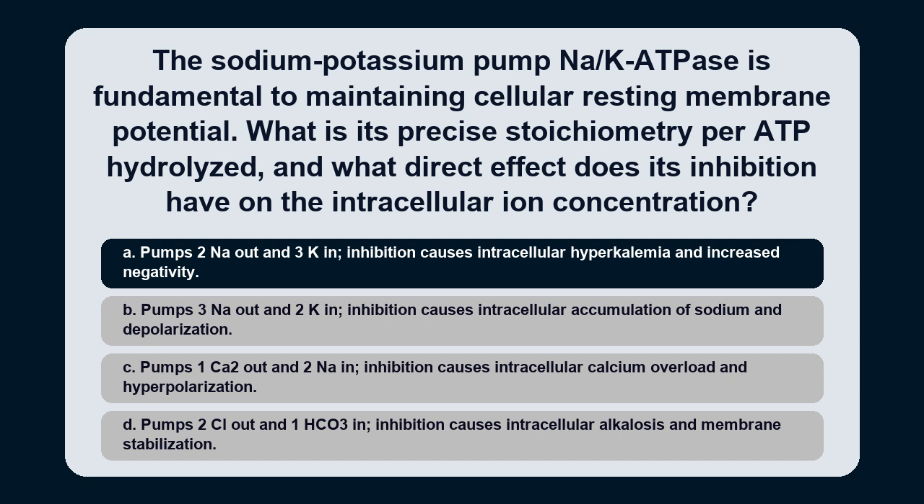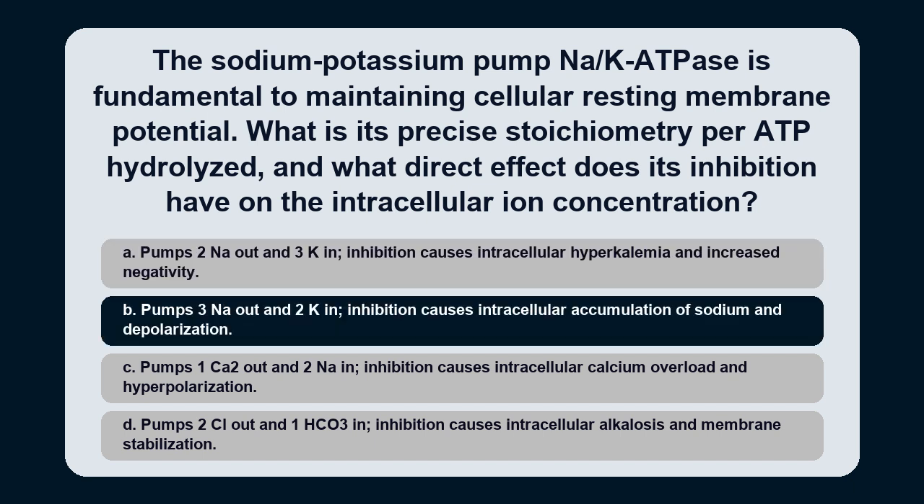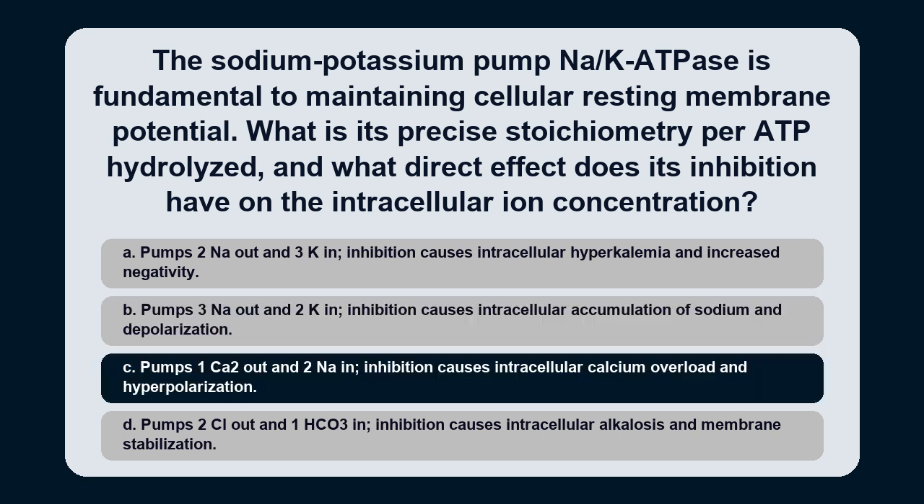Inhibition causes intracellular hyperkalemia and increased negativity. Option B. Pumps 3 Na out and 2 K in. Inhibition causes intracellular accumulation of sodium and depolarization. Option C. Pumps 1 Ca2+ out and 2 Na in. Inhibition causes intracellular calcium overload and hyperpolarization.